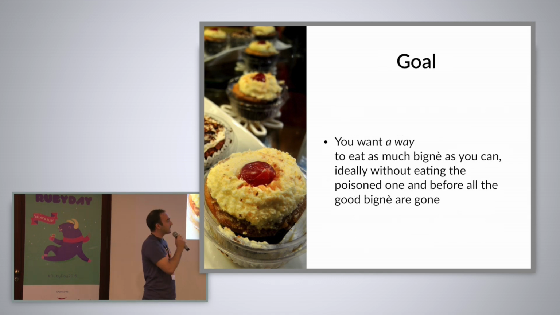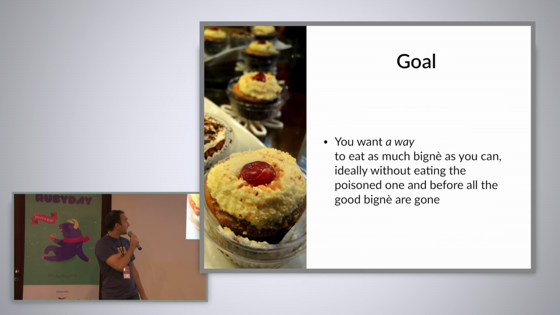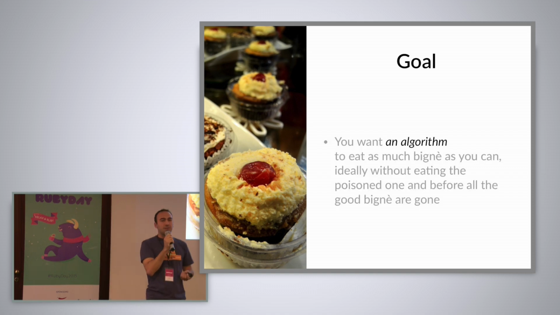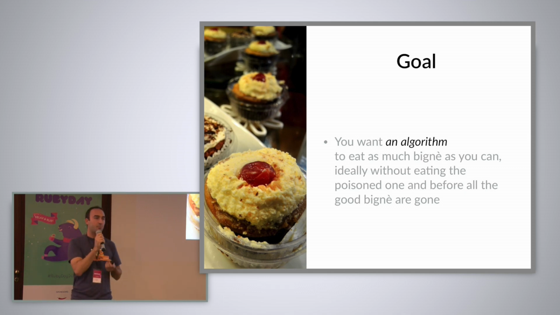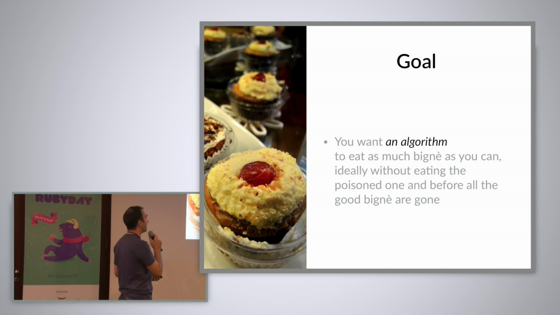The goal is that you want a way to eat as much beignet as you can, and of course, ideally without eating the poison beignet, unless you're really accustomed to that. And before all the good beignet are gone, because there's a lot of greedy people here in the room. So what you really want in reality is an algorithm that will tell you which is the poison beignet in a fast and efficient way. So I'll leave the question here for a second, just start thinking about that.